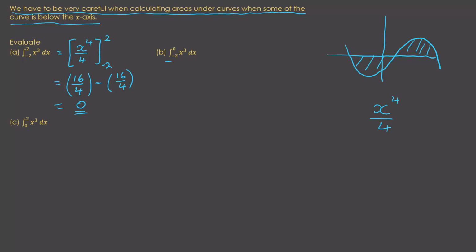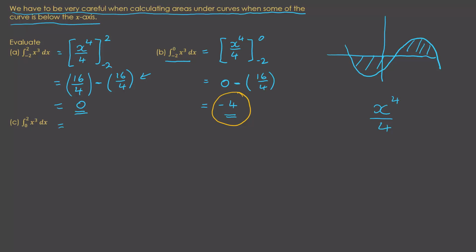If we just do the integral from -2 to 0, then that's going to be x to the 4 over 4, -2 to 0, which is 0 if we put in the top limit, take away 16 over 4, which we established over here, giving us -4. Okay, let's just bear that in mind, that the answer came out as negative.